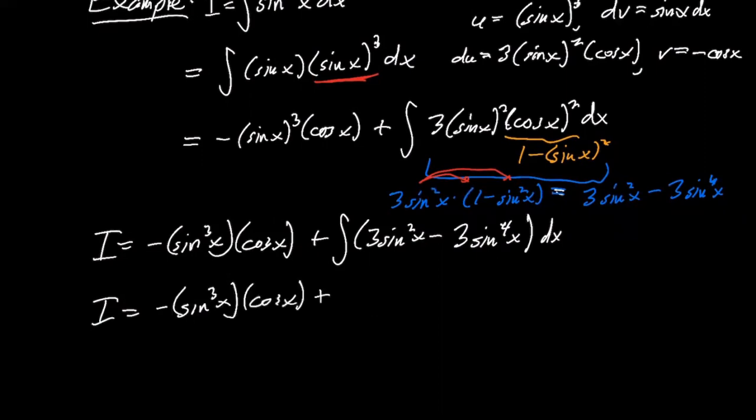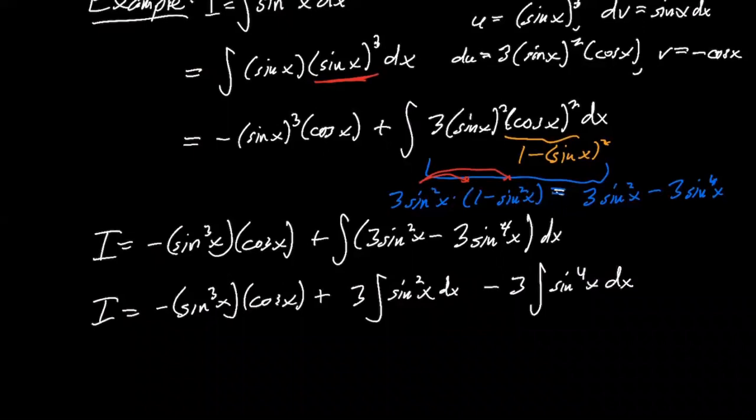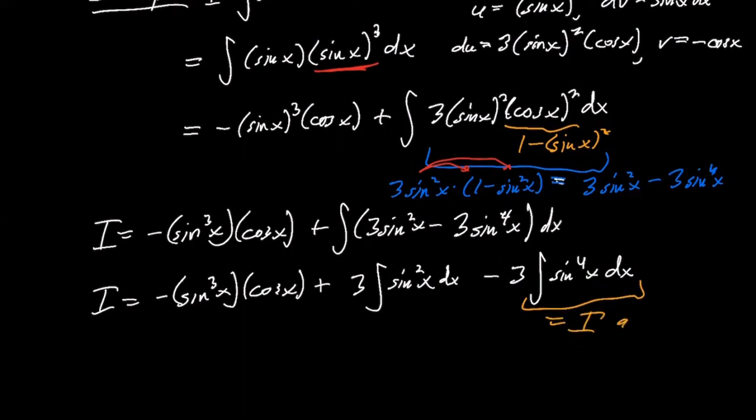This is the same, plus 3 times the integral of sine squared x dx minus 3 times the integral of sine to the 4th x dx. But this is exciting. This is where I said it's like that weird e to the x sine x example, where this right here equals I again. This is the integral we started with.